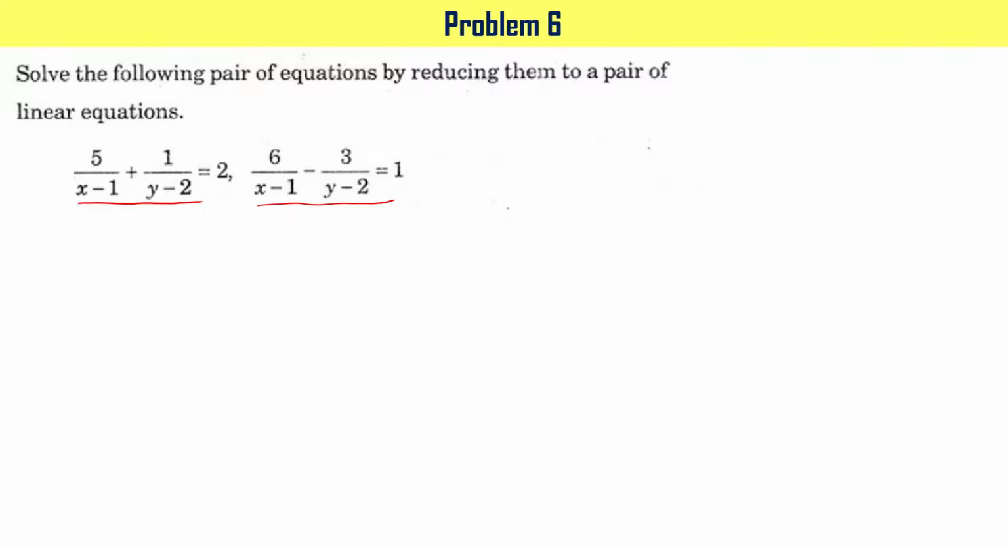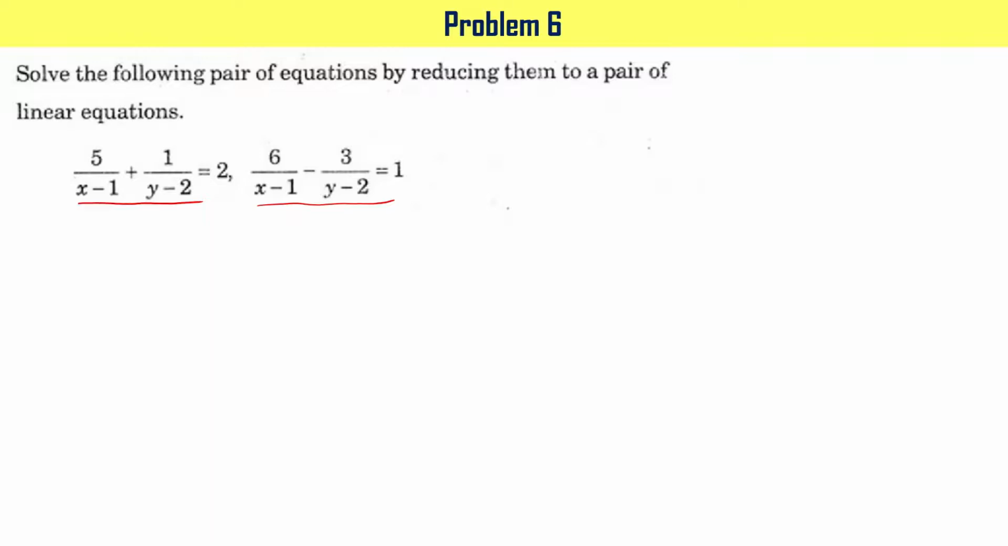We have to reduce them to linear equations because we know how to solve a pair of linear equations in two variables, right? We know the elimination method, we know the substitution method, and we know the graphical method also. We can make use of any of these methods to solve these equations once they are reduced to a pair of linear equations in two variables.